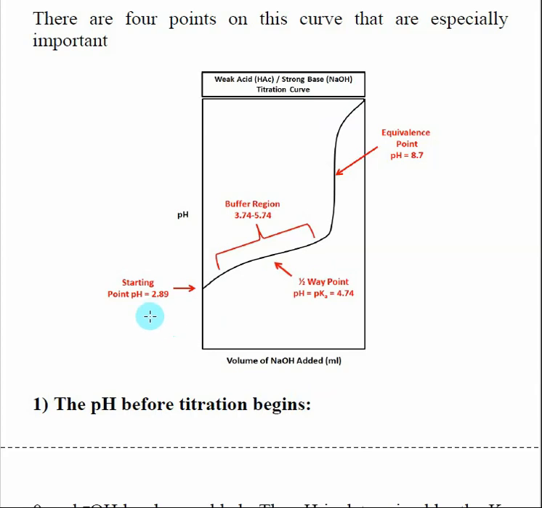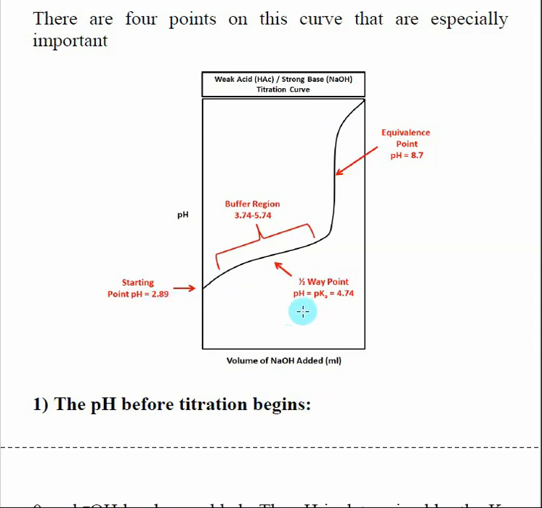So the starting point pH is going to be higher than we had with the strong acid, strong base. And that's because the weak acid is in equilibrium, so it doesn't dissociate 100%. So we're not making as much hydronium as we did with the strong acid, strong base titration curve. So the starting point in our weak acid curve is 2.89.